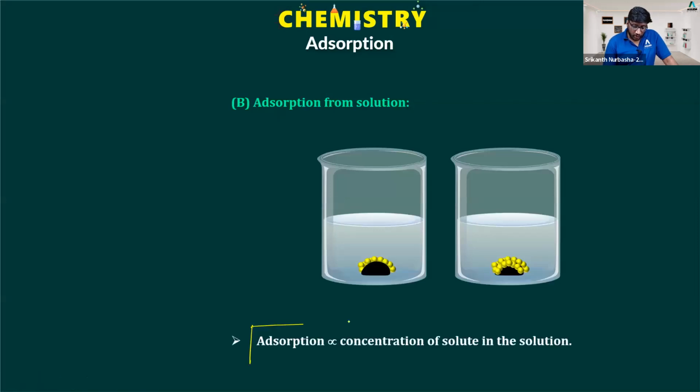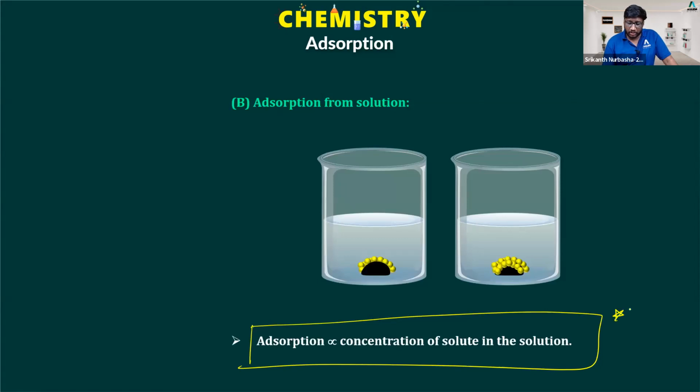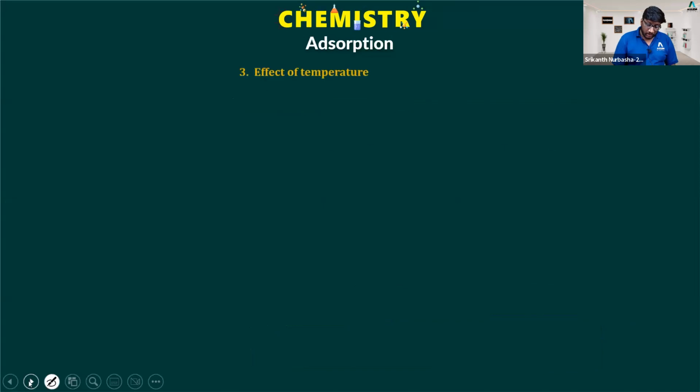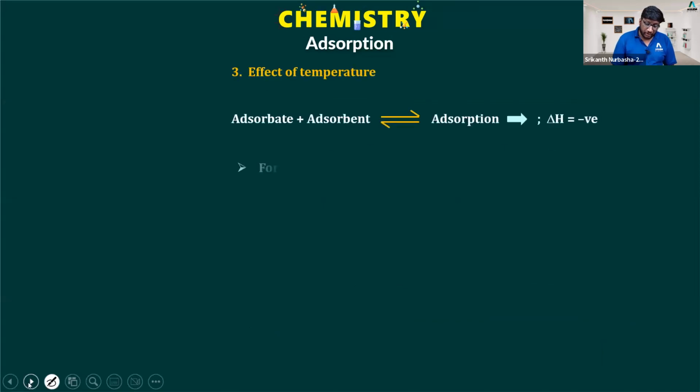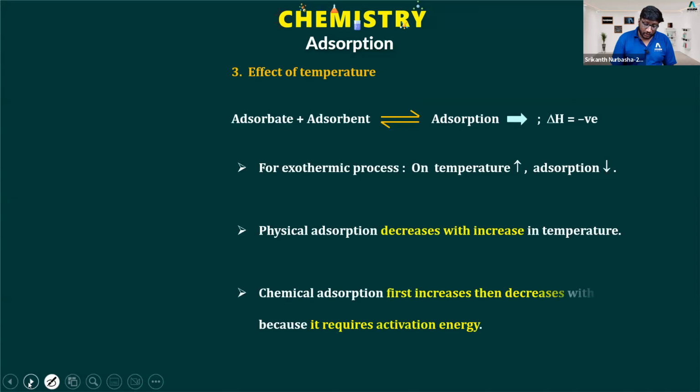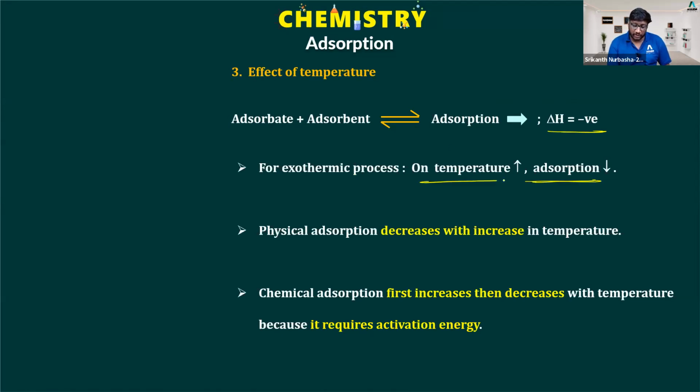Adsorption is directly proportional to concentration of solute in the solution. More is the concentration of the solute, more will be the extent of adsorption. Right? Effect of temperature. As I have told you, adsorption is an exothermic process. For an exothermic process, since delta H is negative, on increasing temperature, adsorption should decrease. Physical adsorption decreases with increasing temperature. Chemical adsorption first increases, then decreases with temperature, because chemical adsorption requires activation energy.